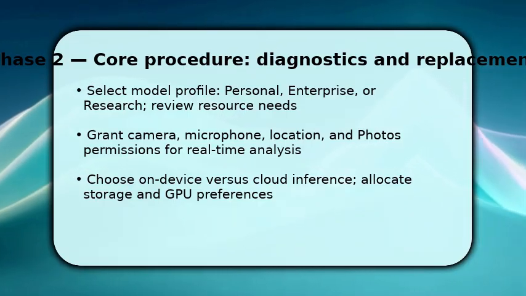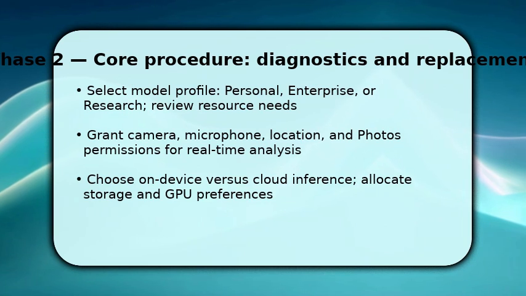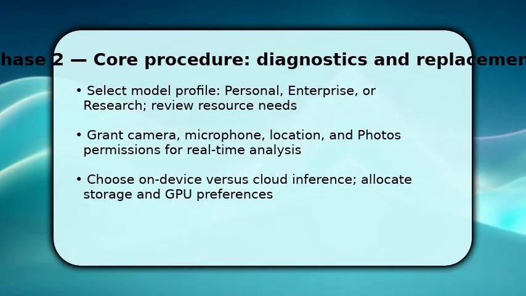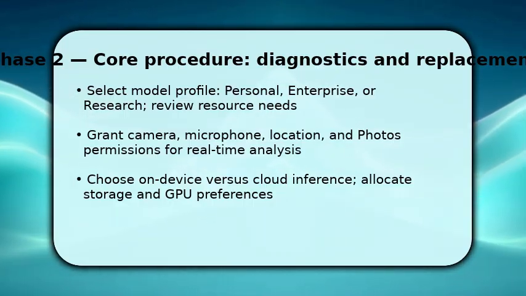Then decide on on-device versus cloud inference. On-device reduces latency and preserves privacy, while cloud offers larger models. Once chosen, set storage and GPU preferences and confirm model downloads. This step prepares the engine for actual tasks.